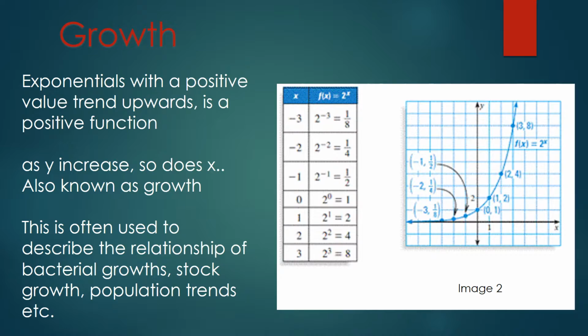Exponentials with a positive value trend upwards. This is considered to be a positive function. It's like a smiley face. It's easy to remember because happiness is positive. As x increases, so does y. Also known as growth, it's often used to describe bacterial growth, stock growth, population trends, and so forth. As you can see, as the x value increases, the y value gets larger.